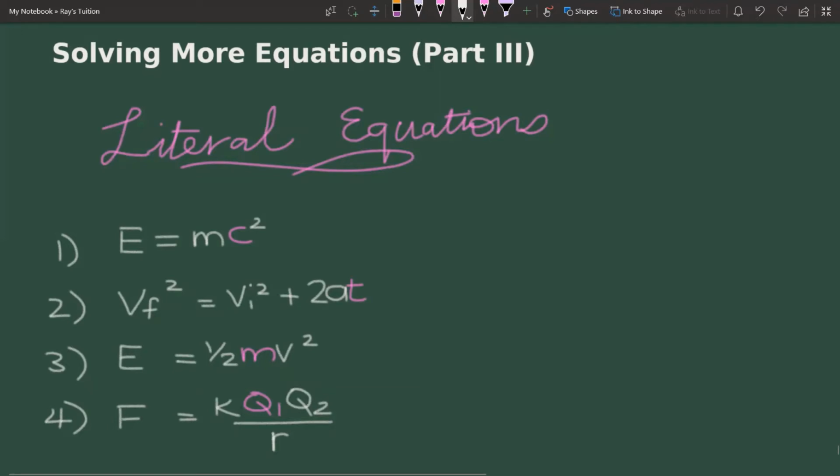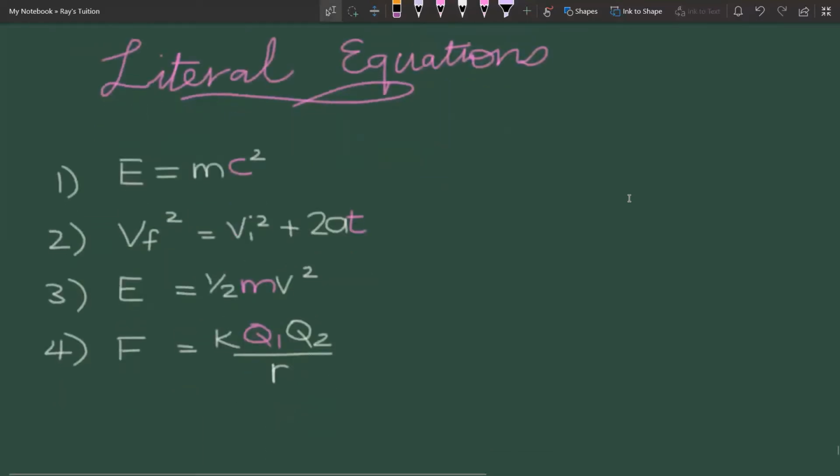Over here we have a list of 4 questions, and in pink is the variable that we will have to make the subject. This has a lot to do with manipulation of equations and seeing whether you understand the mathematics of how we manipulate it. You can pause it at the moment and attempt it by yourself. Alternatively, you can do it together with us right now.